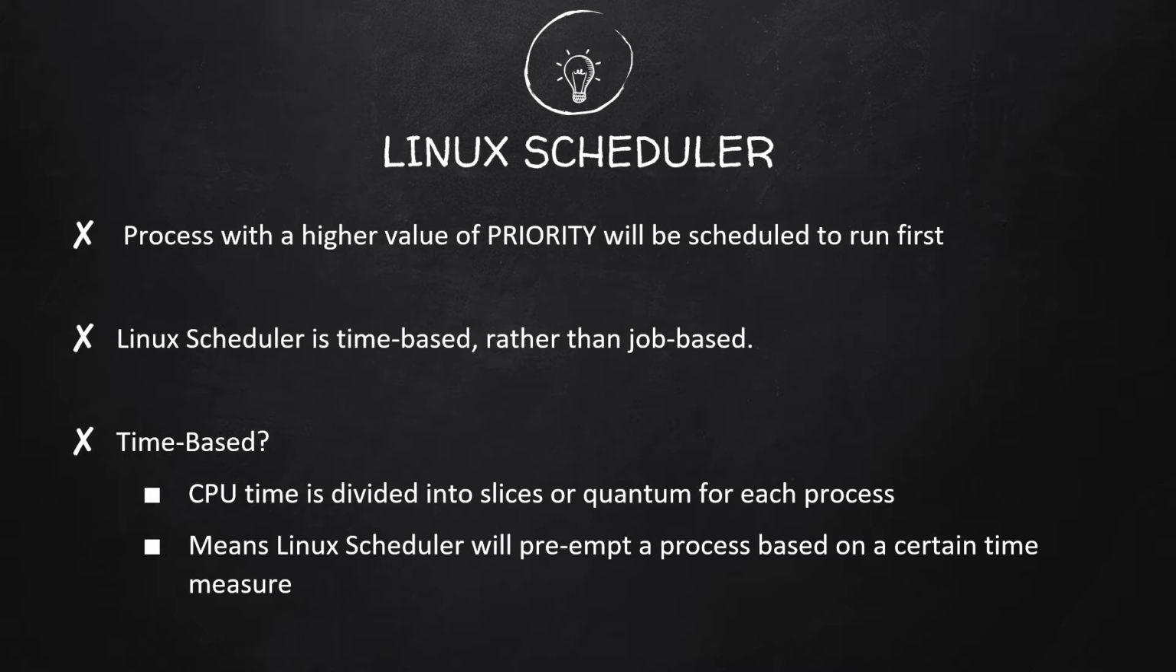CPU time is divided into slices or quantums for each process. It means that the Linux scheduler will preempt the process based on a certain time measure. Sounds familiar? You will see round robin, which we learned in class, implemented in Linux schedulers.